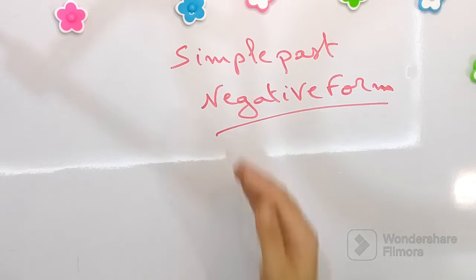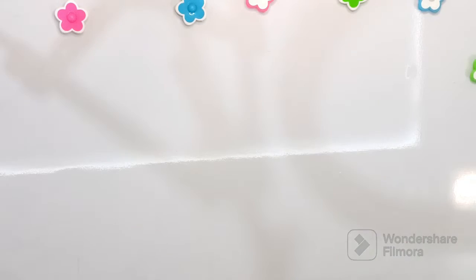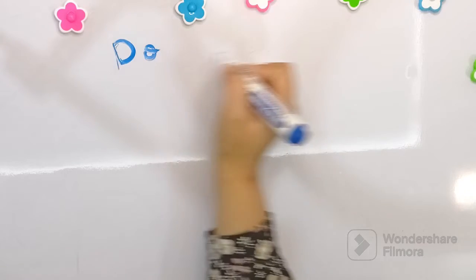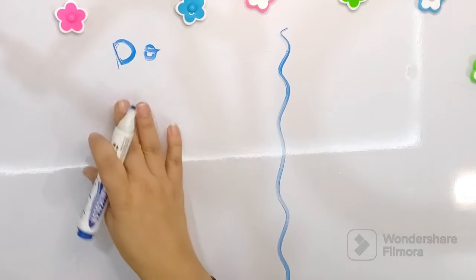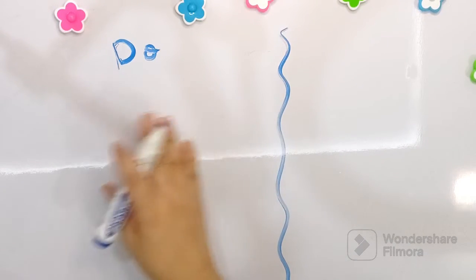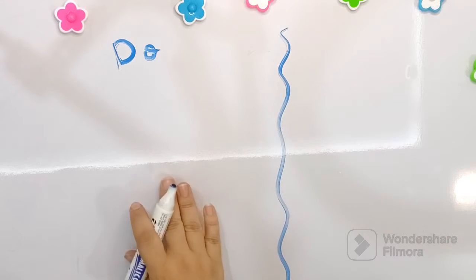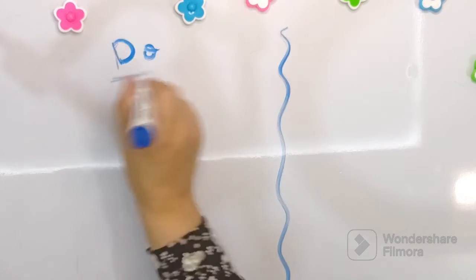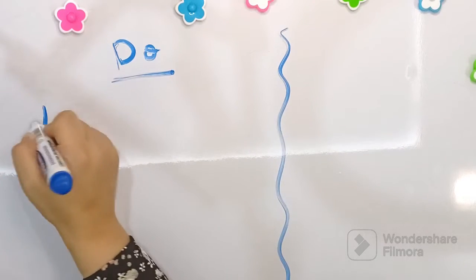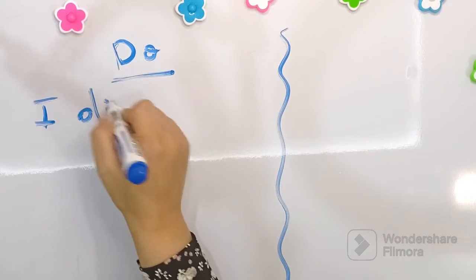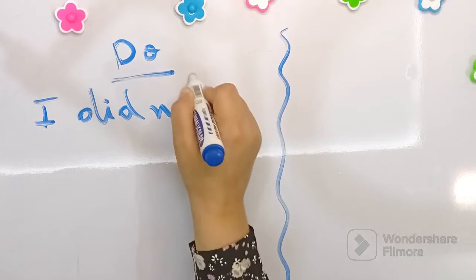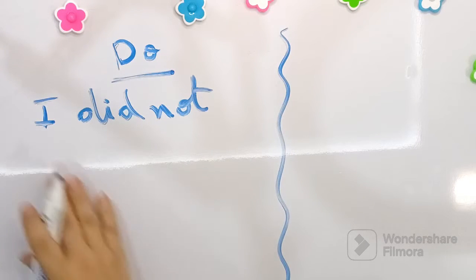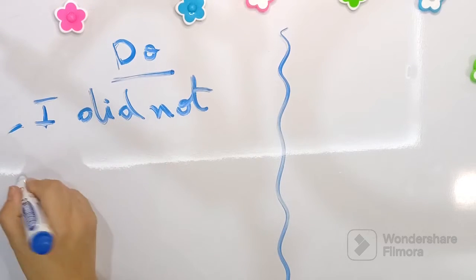Okay, let's start simple past negative form. Let's start by the verb do. فلنبدأ بفعل do. Verb do in the simple past: I did. Irregular verb. Negative we add only not. نضيف فقط not. I did not. I did not. This is the full form.